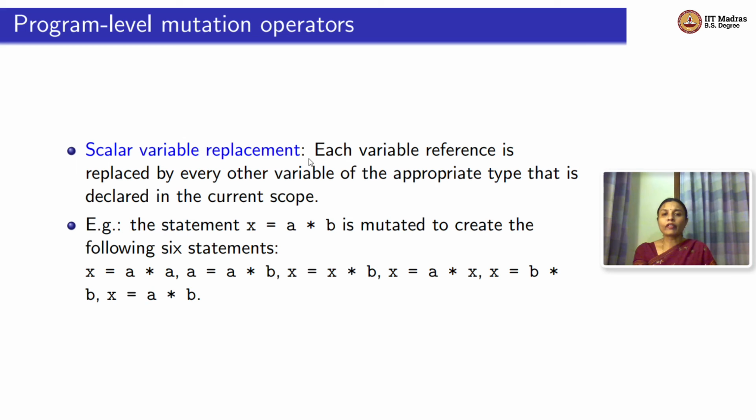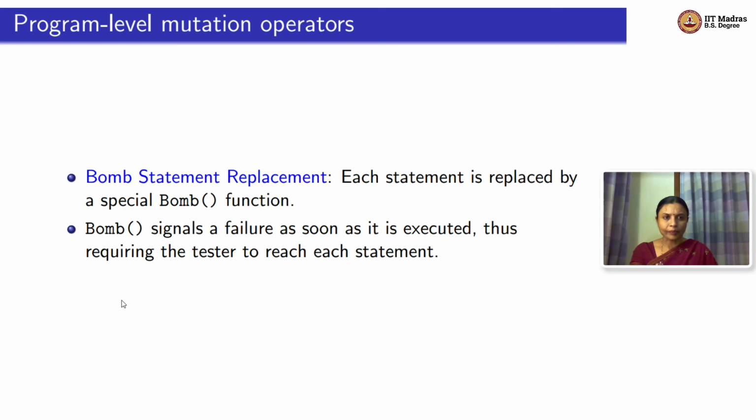I could replace one reference to one scalar variable with the other. Please note this excludes pointers. That's why I've used the word scalar variable. So you can't apply this for arrays and lists and so on. Each variable reference is replaced by each other variable of the appropriate type that is declared in the current scope. So if I had a statement x is equal to a into b, this is mutated to create x is equal to a into a. There are three variables, x, a, and b. I could replace one with the other and create all kinds of variants. Several of these variants are possible by replacing one variable reference with the other.